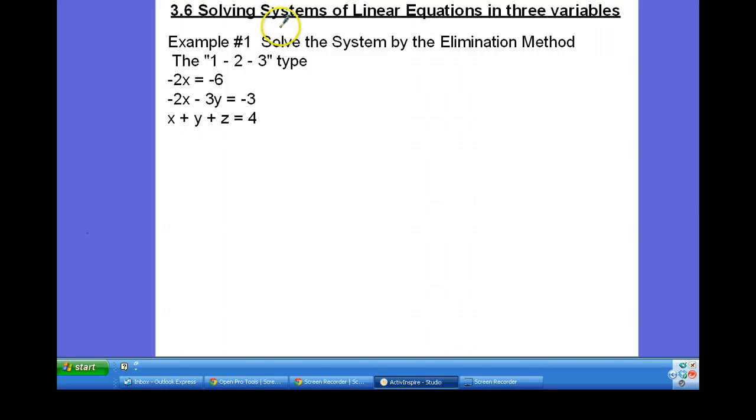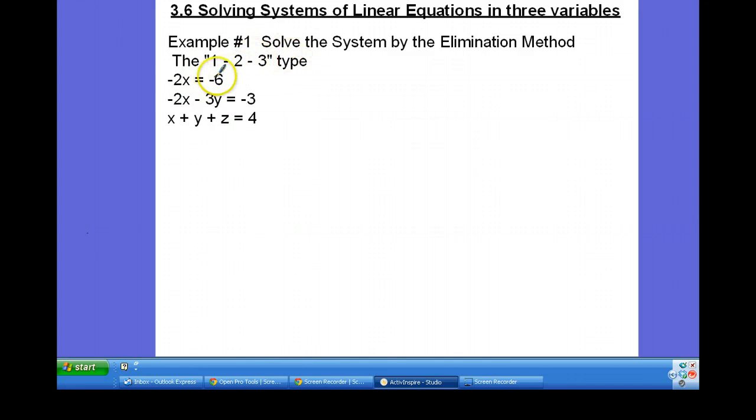Okay, today we're going to look at lesson 3.6, solving systems of linear equations in three variables. Our first example, of course, the directions are to solve the system by the elimination method, sometimes called the addition method or linear combination method, but we'll refer to it as the elimination method here. And the first problem we have is the 1, 2, 3 type.